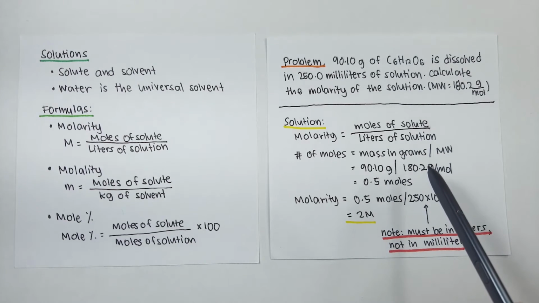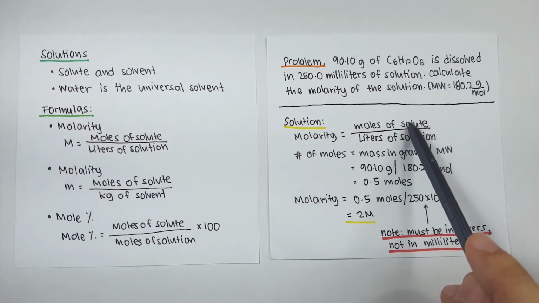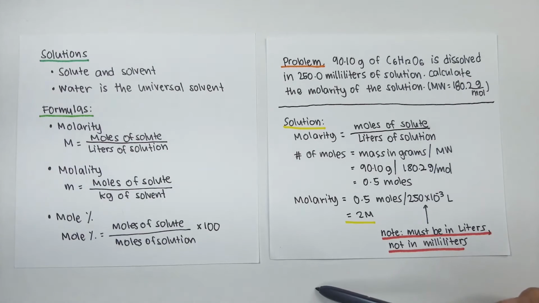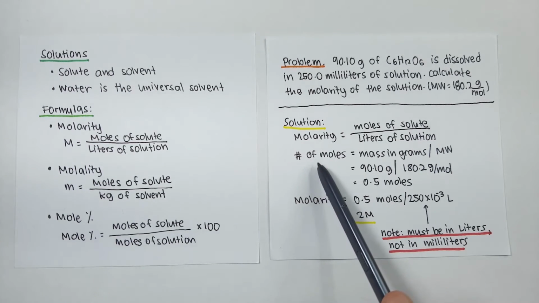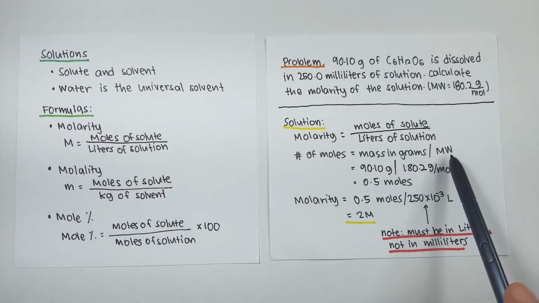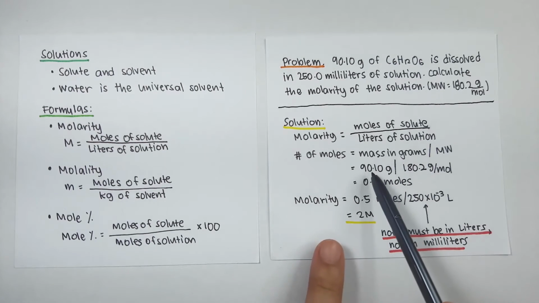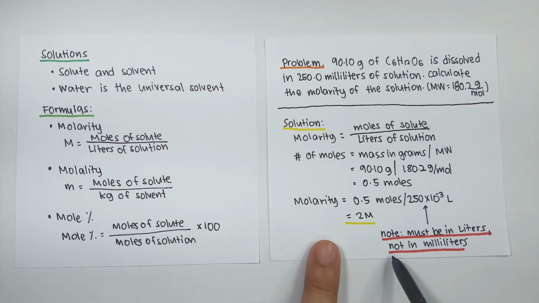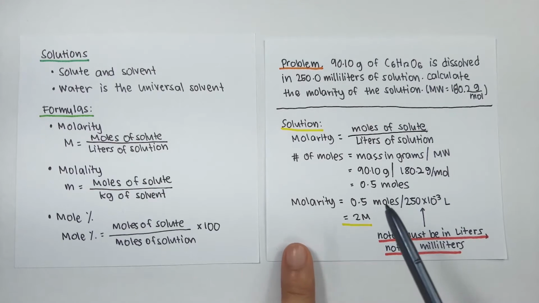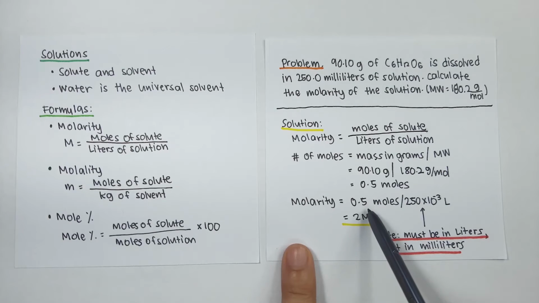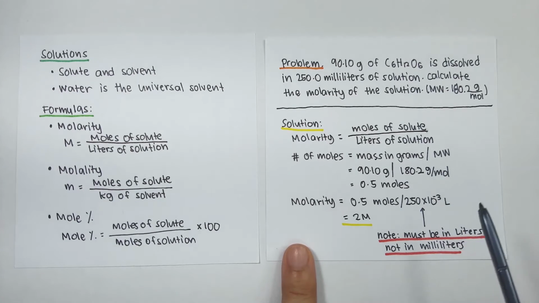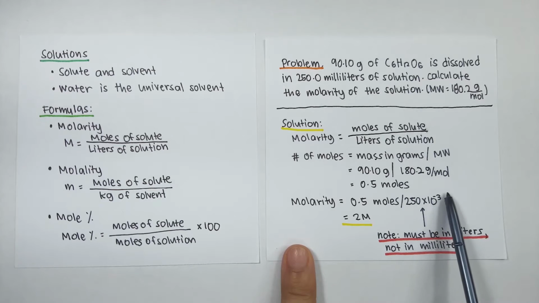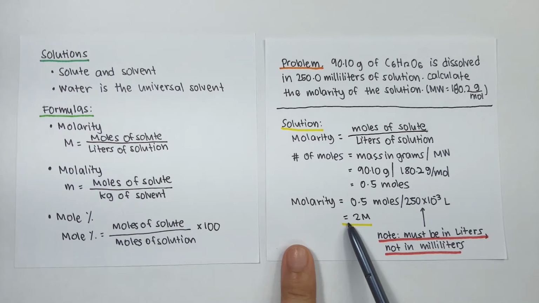Okay. So, molarity is moles of solute divided by liters of solution. Moles of solute is mass in grams divided by the molar mass. So, that's 90.10 grams divided by 180.2 grams per mole. So, we have 0.5 moles of solute. Now, we have molarity is equal to 0.5 moles divided by 250 times 10 raised to negative 3. That is equal to 2 molar, capital M.